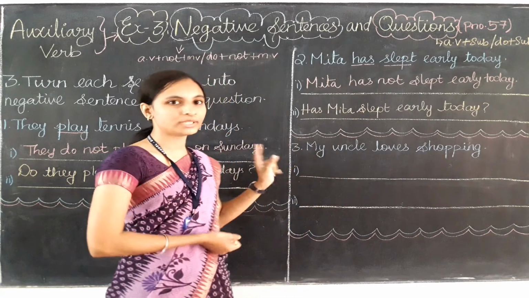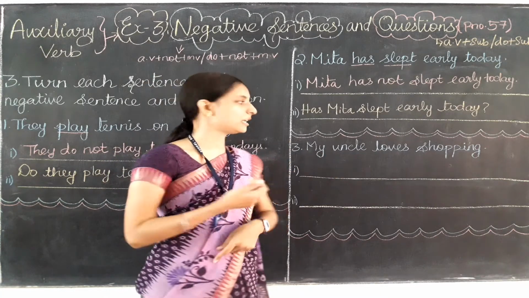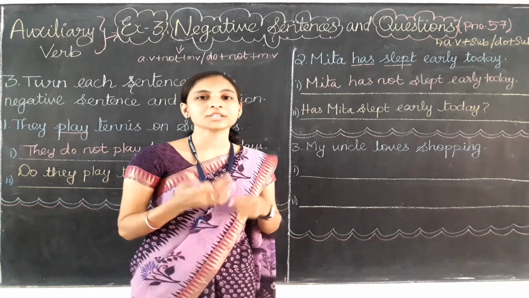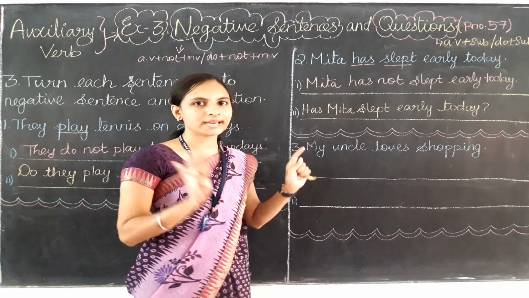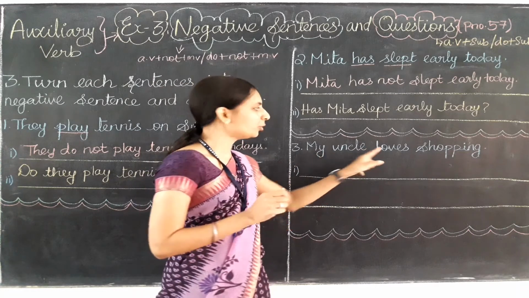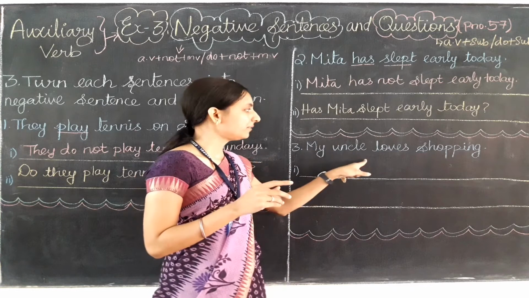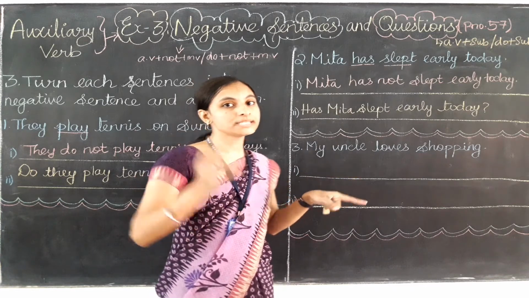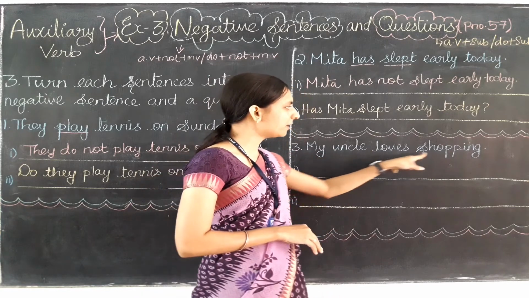Okay. Now let's do the third one. My uncle loves shopping. என்னுடைய மாமாக்கு ஷாப்பிங் பண்றது ரொம்ப பிடிக்கும். Okay. So let's find out the auxiliary verb here. Can you find any auxiliary verb here? No, there is no auxiliary verb. So what do we need to do? Then we are going to use the second rule, that is the do form verb only here.